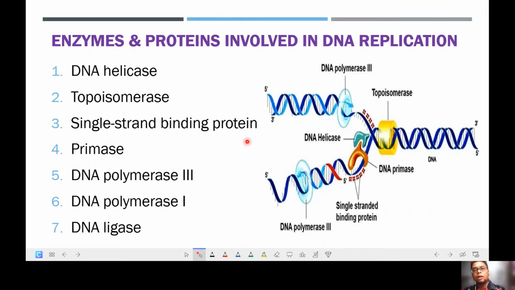But before that, we need to know the enzymes and also some proteins that are involved in the process of DNA replication. Number one will be the DNA helicase. Number two will be the topoisomerase. Number three will be the single-strand binding protein, which is not an enzyme. It is just a type of protein. And number four will be the primase. Number five will be the DNA polymerase 3. Number six will be the DNA polymerase 1. And finally, the DNA ligase.